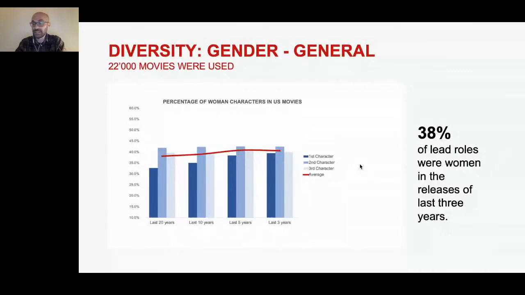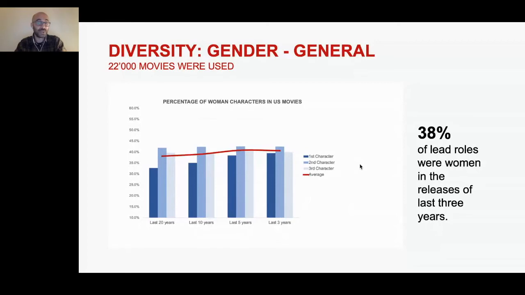But there is an interesting thing here. If we look at the second and third characters, we cannot see any change. For these characters as well, there is a dominance of men. So we have a change in lead actor, but no change in the supporting actors. That makes the average change not too significant. It has changed from 39 to 40%, almost a 1% change.